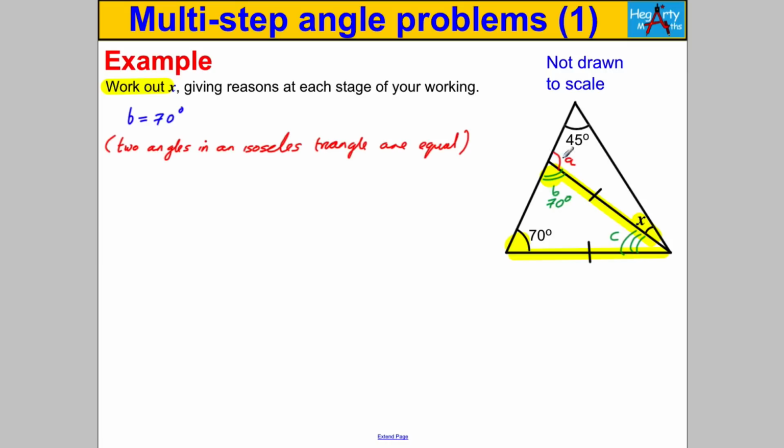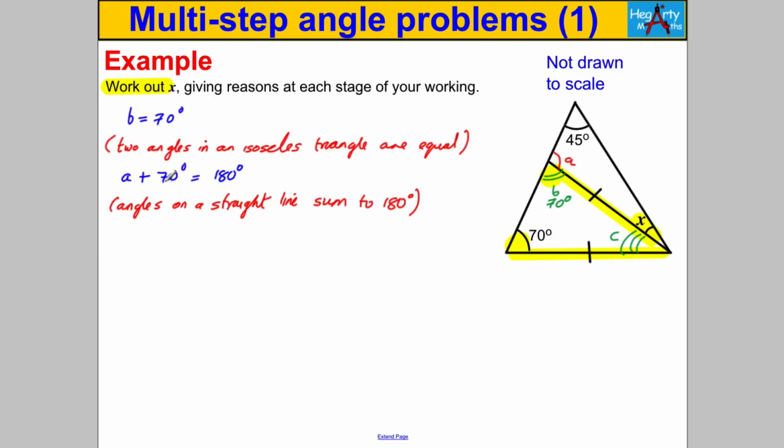Now I should be able to find A because A and that 70 lie on a straight line. So I can state that this angle here, A, plus angle B, which is 70, must be equal to 180 degrees. And the reason is angles on a straight line sum to 180.